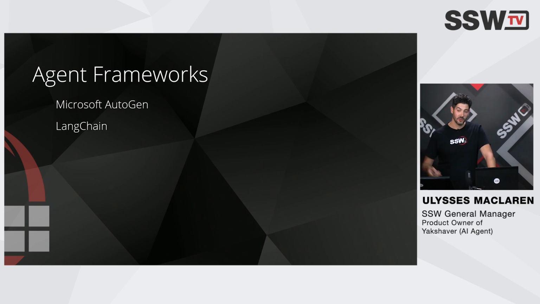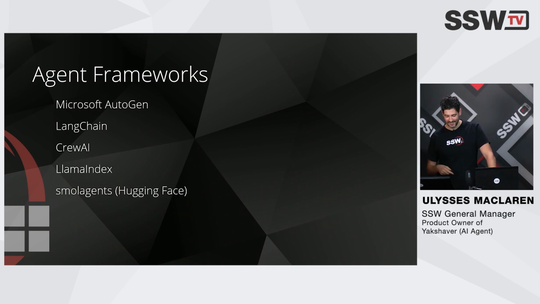LangChain can be used to build agents as well as workflows. Crew AI, Llama Index, and smolagents is a cute one. It's an easy to use one from Hugging Face. If you're just getting started, it's a nice way to start.